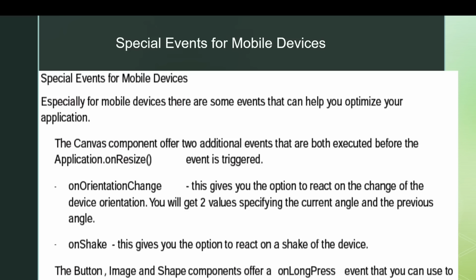Another point which is very interesting and beneficial while we develop our application is that the button, image and shape components offer an on long press event. This event is very important because when the user presses the object for a long time, the event will be triggered automatically. The button, image and shape components are important while we are developing our application for mobile devices.